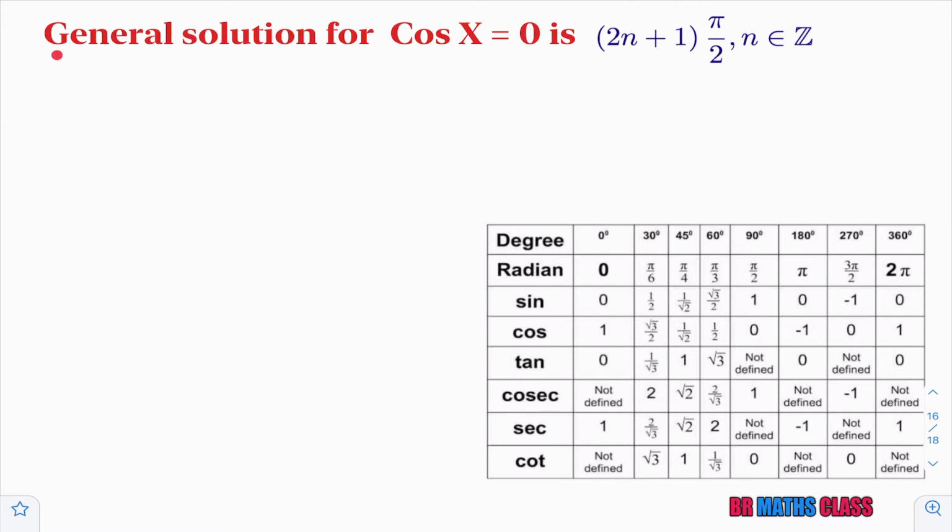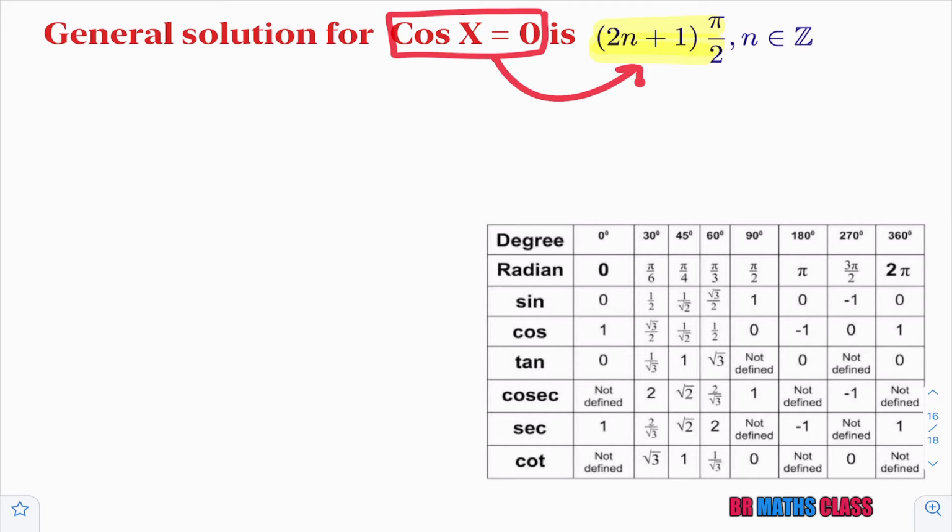Now, the second result in trigonometric equations. The general solution for the trigonometric equation cos x equal to 0 is (2n plus 1) into pi by 2. In this, whatever n we used, that n is an integer. Generally, 2n plus 1 represents an odd number. So, the general solution for cos x equal to 0 is an odd number into pi by 2. So, we are going to use this result very frequently from now onwards. The general solution for cos x equal to 0 is an odd multiple of pi by 2.